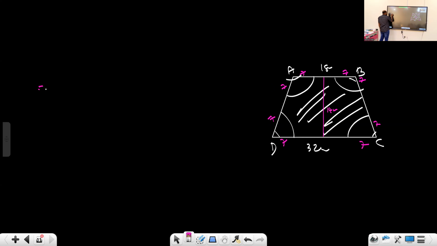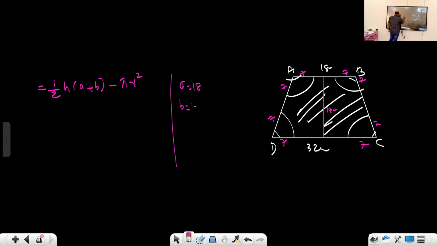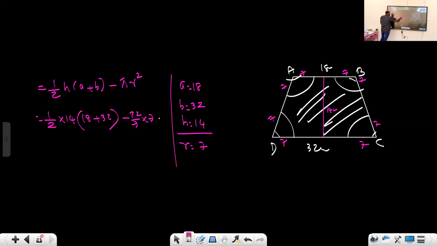Half h into (a plus b), minus circle area pi r square. These 4 pieces are not quadrants, they are sectors only. A equal to 18. It is your choice which one you take as a, up or down. The distance between these is 14, and the radius is 7. Substitute everything. Half into 14 into (18 plus 32), minus 22 by 7 into 7 into 7. Check everything. Simplify. Maisha is saying one answer. What are the rest of you saying?